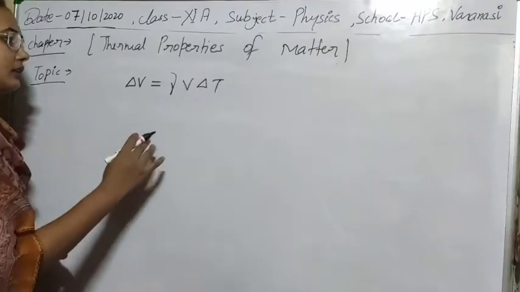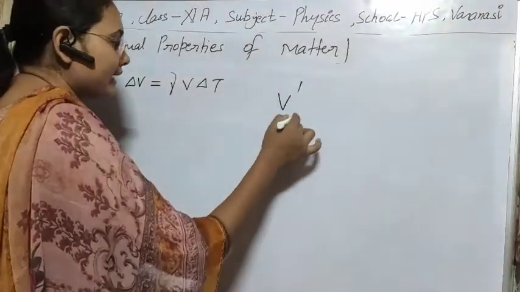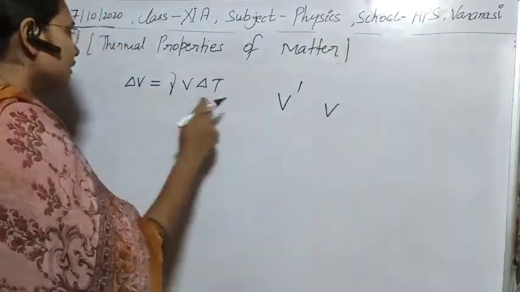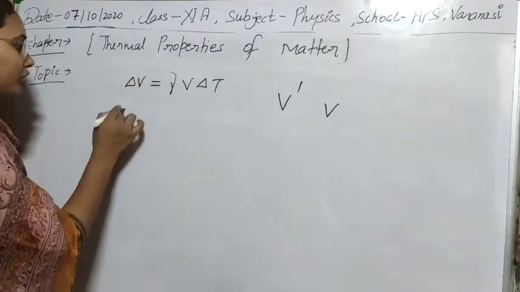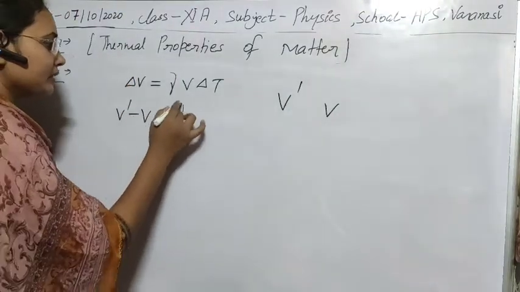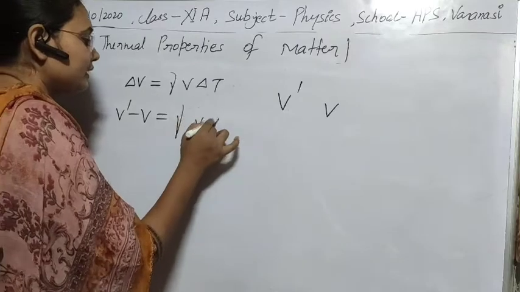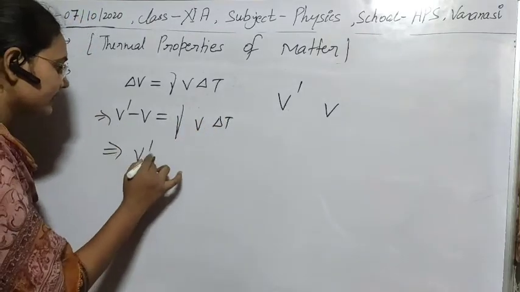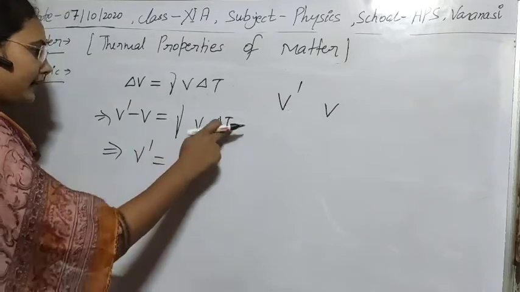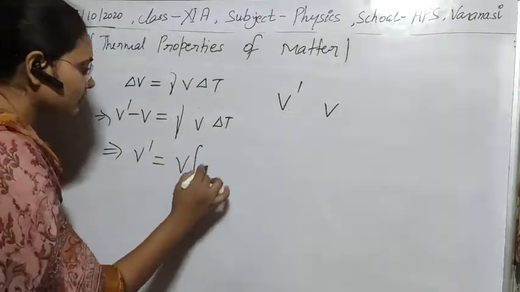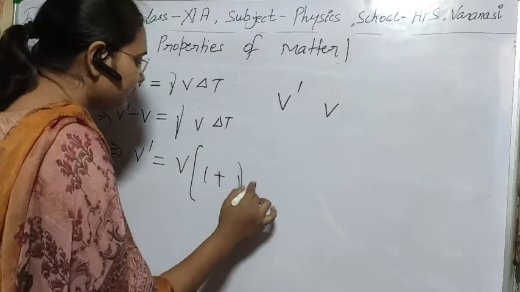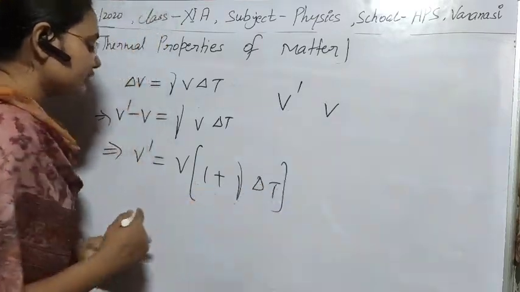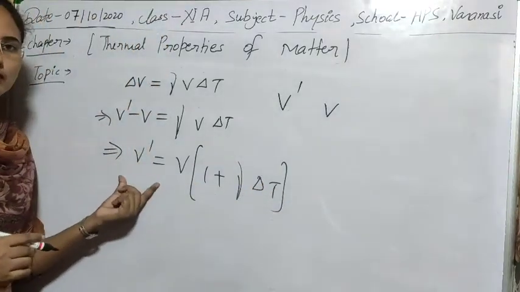Suppose that the final volume becomes V' and the original volume is V. Then we can write the change in volume, V' minus V, equals V gamma delta T. We can also write V' equals V plus V gamma delta T; taking V common, this will be V(1 + gamma delta T). So we can also write it in this form.